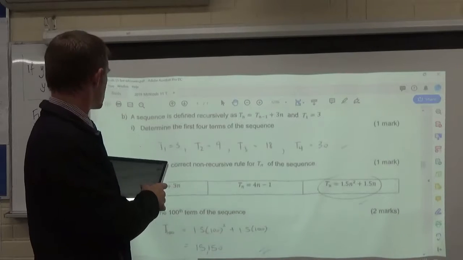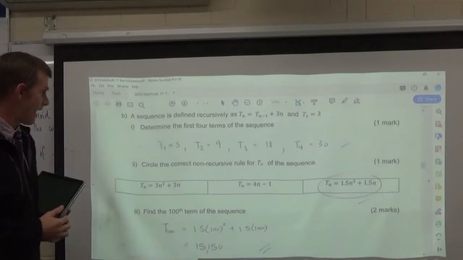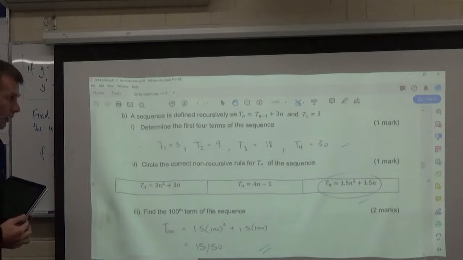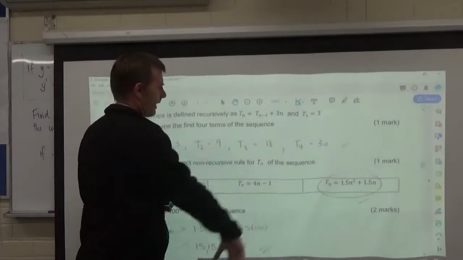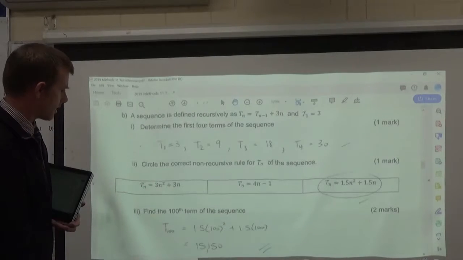All right. Next question. Sequence is defined as. There we go. It's recursive. I've got a starting term. First 4 terms. Nothing hard about that. Answers are there for you.